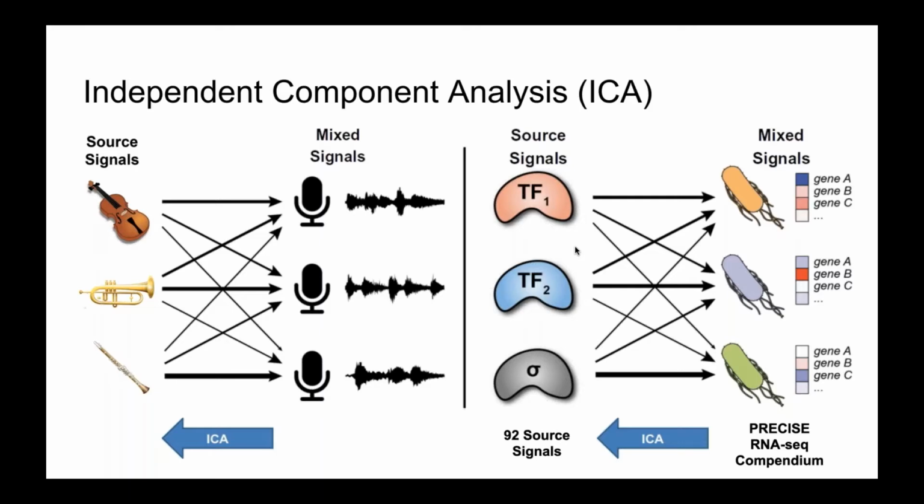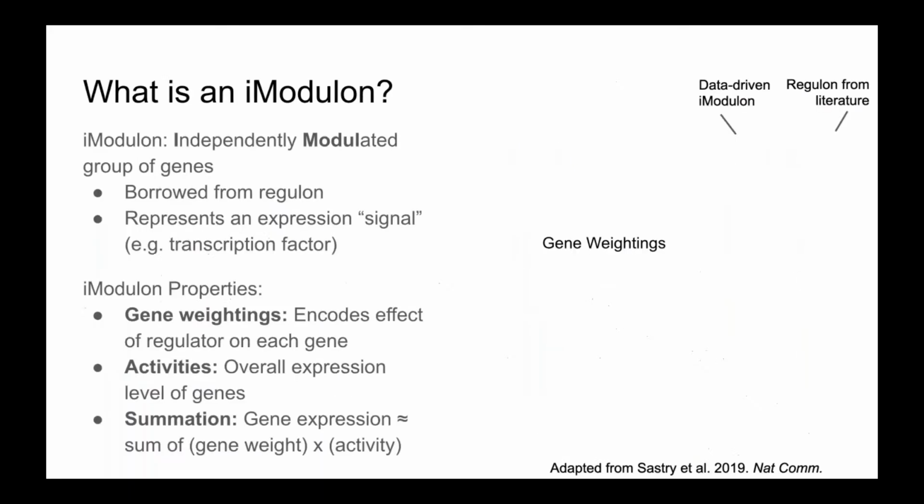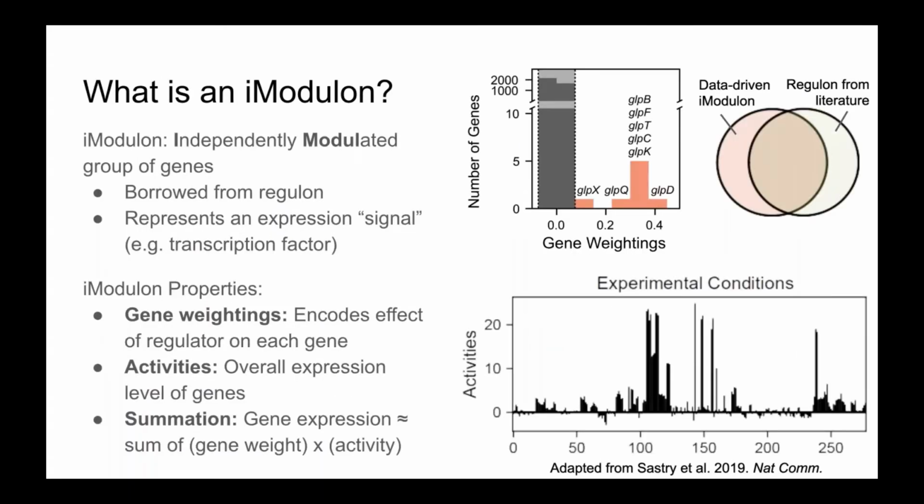So we applied ICA to PRECISE, our RNA-seq compendium, and got back 92 source signals. So after processing these signals, we got back what we call imodulons. So an imodulon is an independently modulated group of genes. This term is borrowed from the word regulon, which is the group of genes that are regulated by the same transcription factor. So an imodulon represents an expression signal. For example, all of the genes that are affected by a specific transcription factor.